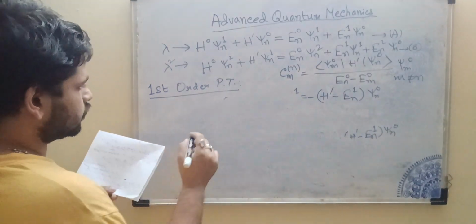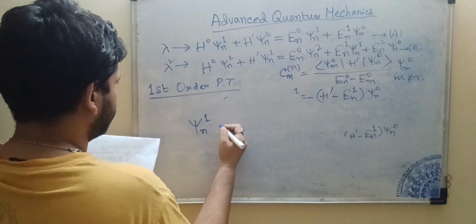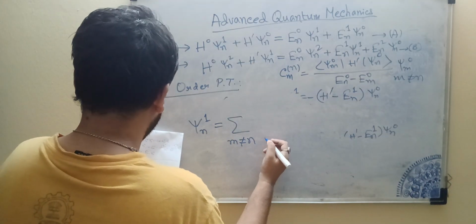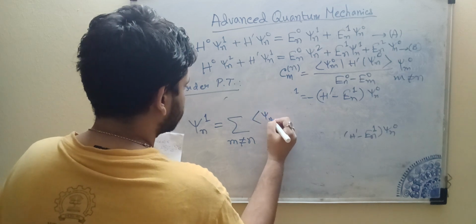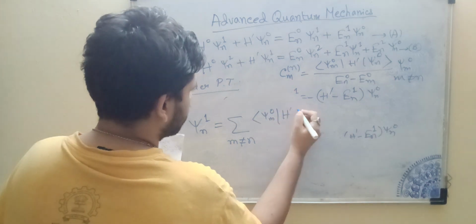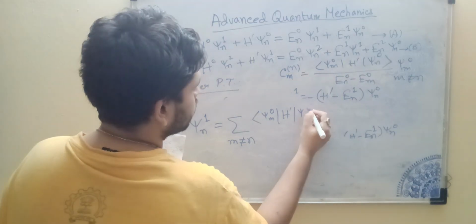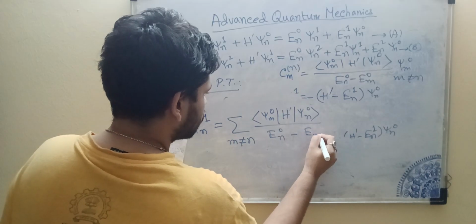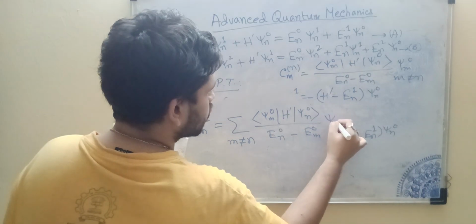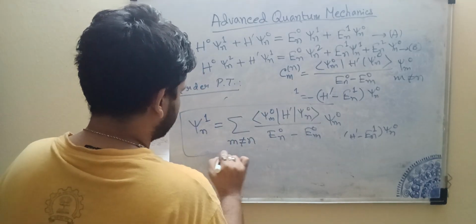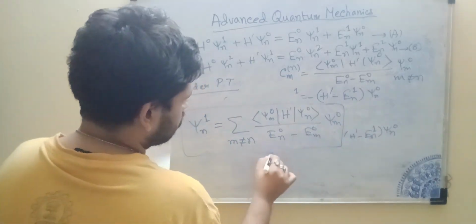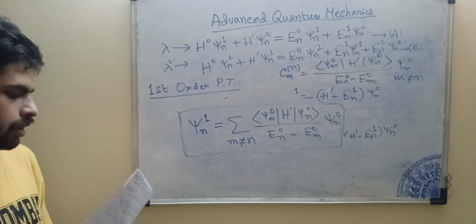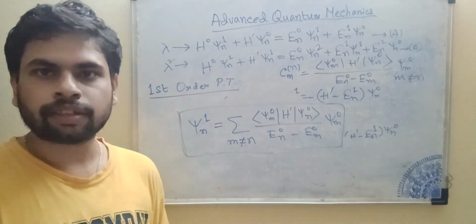So finally the wave function of first order perturbation theory will be the summation over m not equal to n of psi m0 H prime psi n0 divided by En0 minus Em0, times psi m0. So this is the required first order theory. Next we will cover the second order theory.